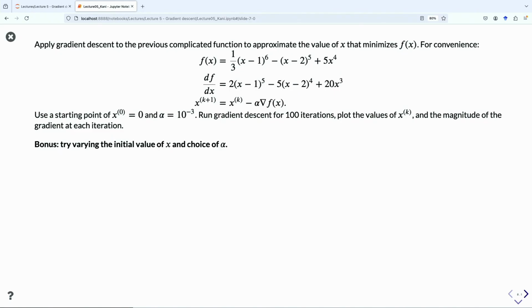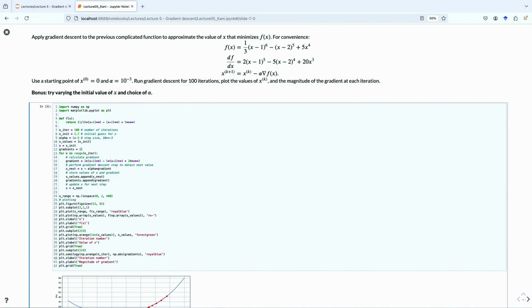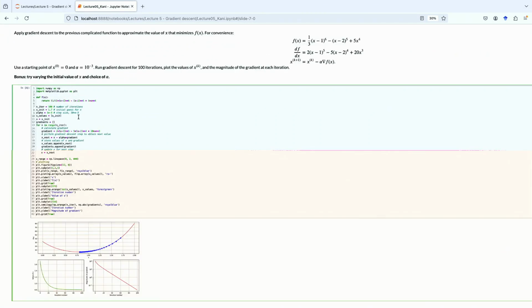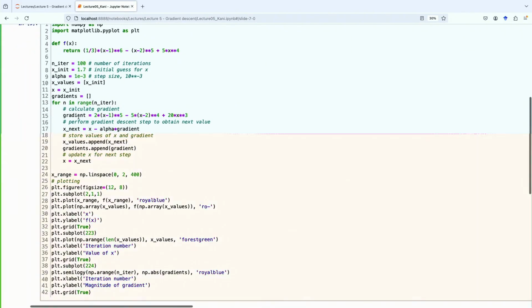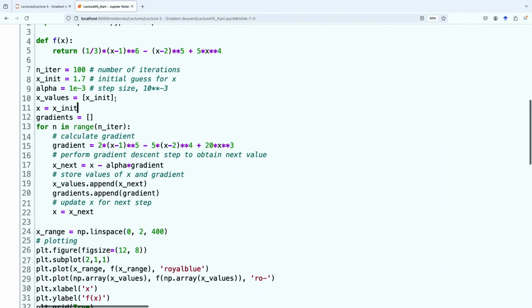what we get. So we have a piece of code like so, and I am going to run it here. We have a piece of code here, and that's exactly what we're doing. We have an initial guess for x.